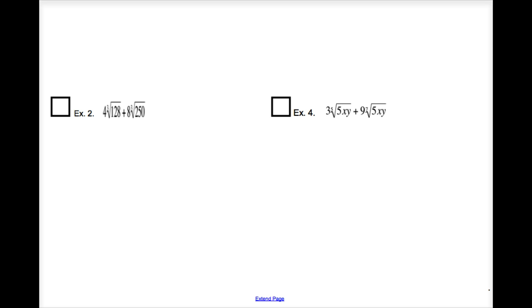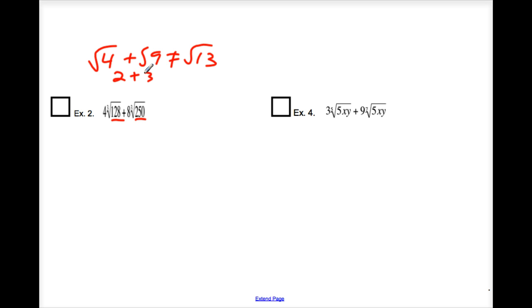Example 2. This is what some of you do on a test. Some of you, hopefully nobody that's watching, are going to add the 128 and the 250 and get the square root of 378. That is totally wrong. If I ask you to do the square root of 4 plus the square root of 9, that's not the square root of 13. You can't just add the roots. The square root of 4 plus the square root of 9 is 2 plus 3. That's 5, and the square root of 13 is not 5.